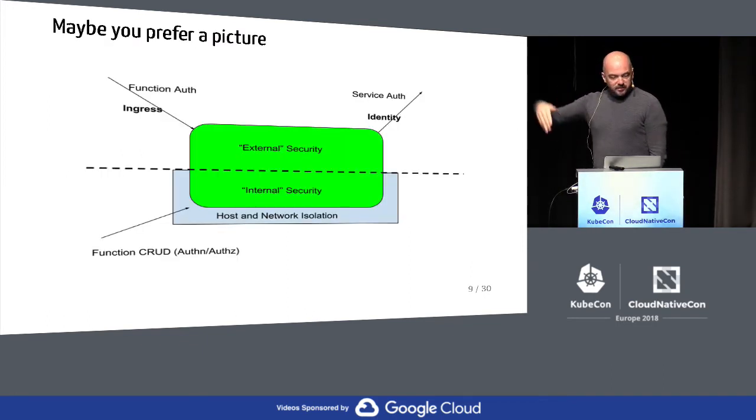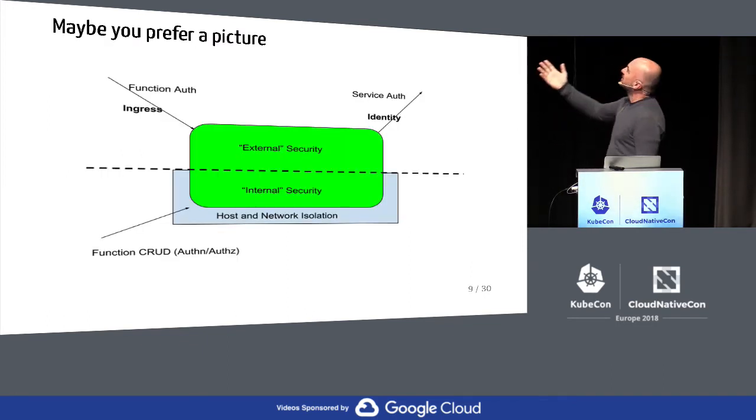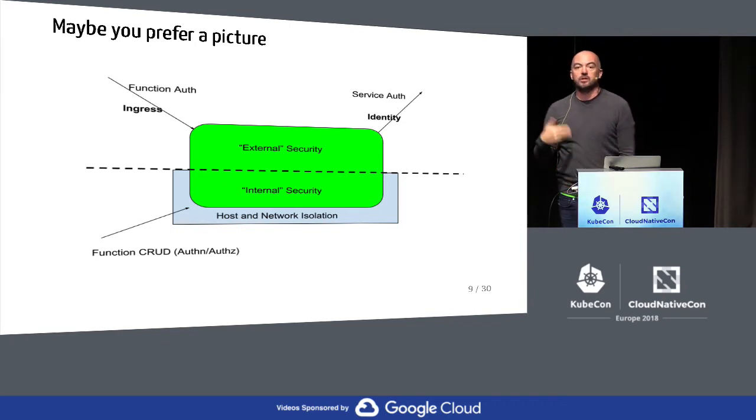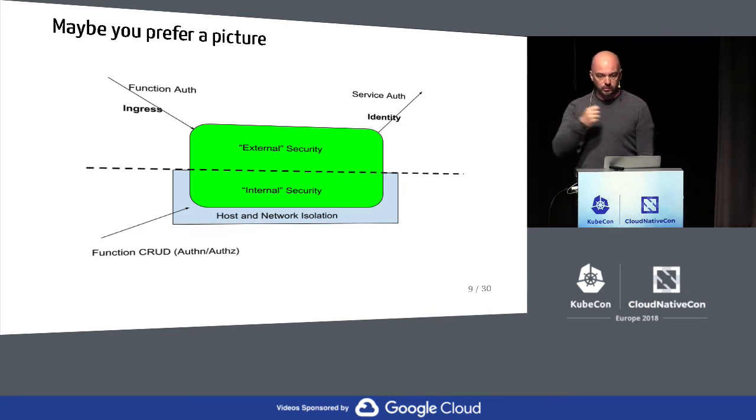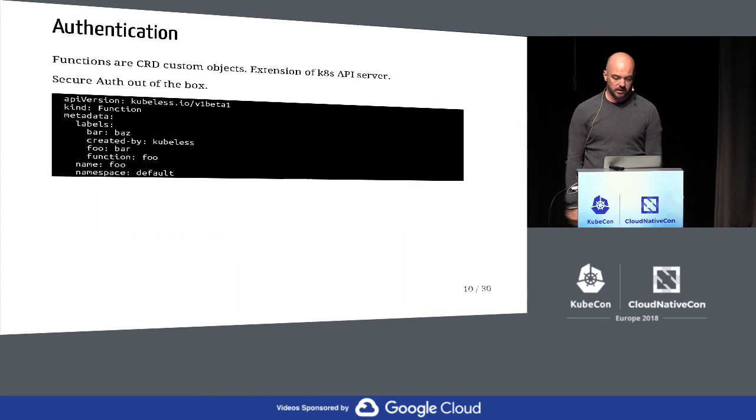That was lots of bullets. If you prefer a picture, it looks like this. Okay. External security, who can call it? Ingress, and then what's the identity of the function to talk to other services, and namely to be able to consume those events, for example. And then internal, I'm going to really talk about this.